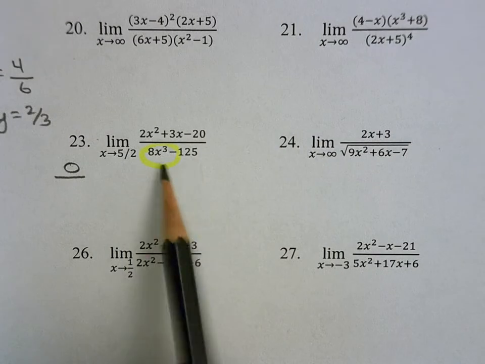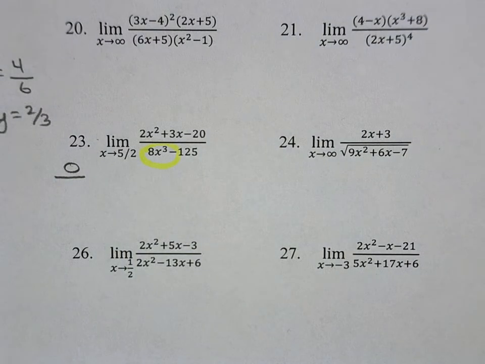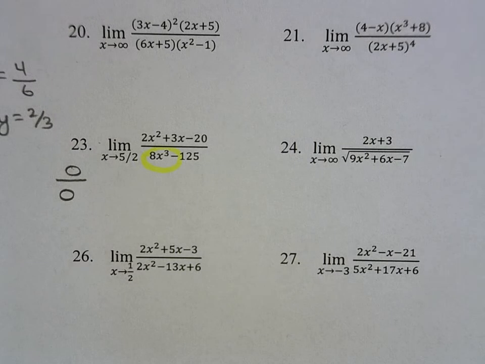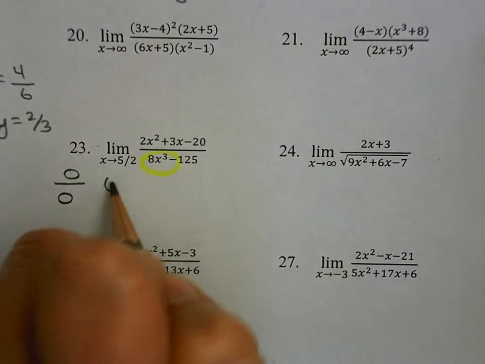And then I want to do 2.5 or 5/2 in the bottom. So I'm going to do 2.5 to the 3rd power, and then times 8, and then minus 125. And so that also gives me 0. So I have 0 over 0. So then that means I want to factor. So I'm going to go ahead and factor this out.